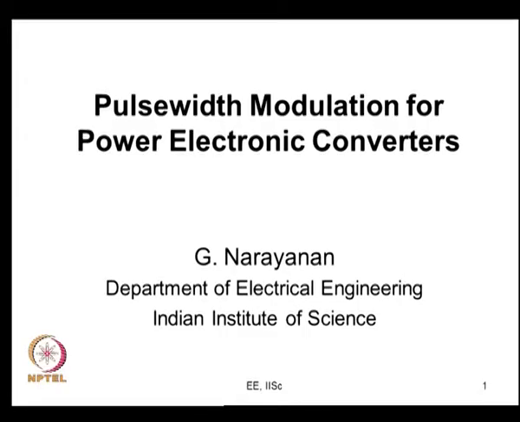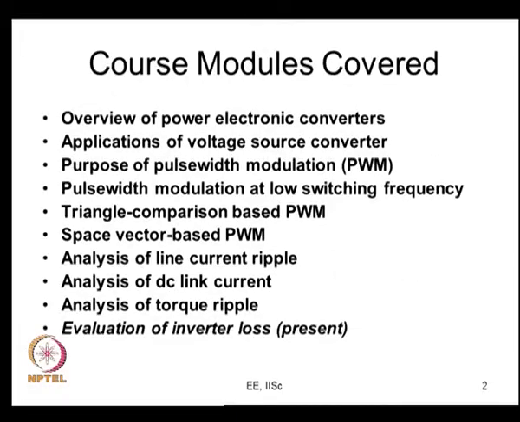Welcome to this lecture series on pulse width modulation for power electronic converters. So far we have covered several modules in this course. One of the first modules we covered was an overview of power electronic converters, different types of DC-DC converters and DC-AC converters, including voltage source and current source and multi-level converters, neutral point clamp converters, flying capacitor and so on.